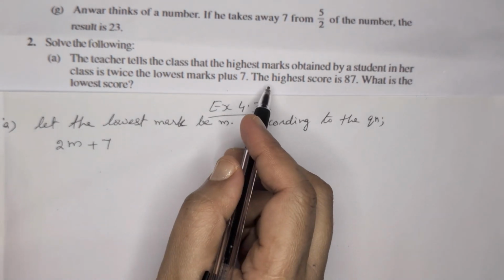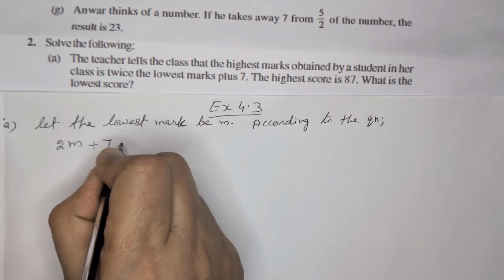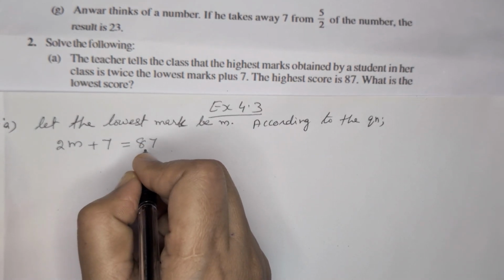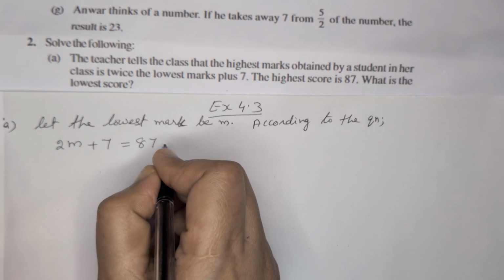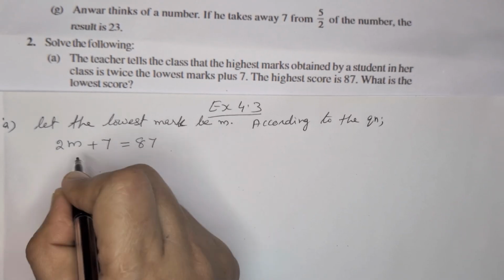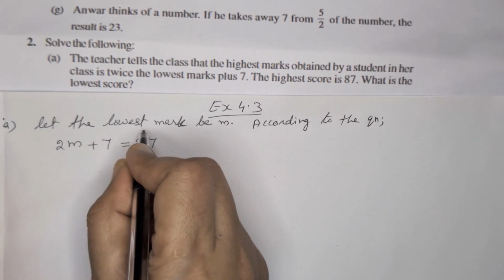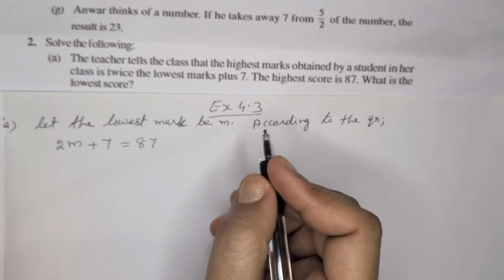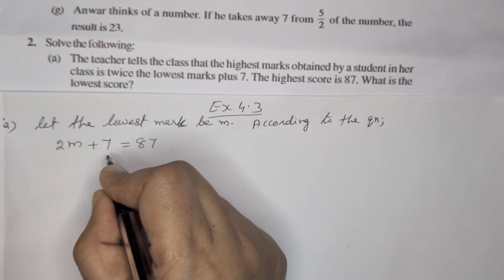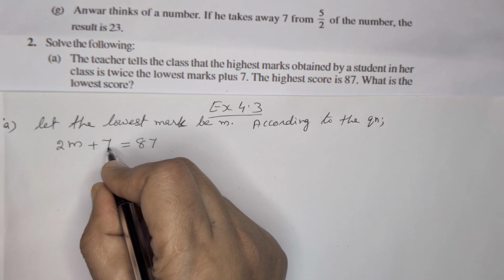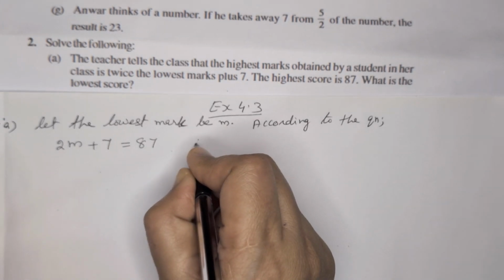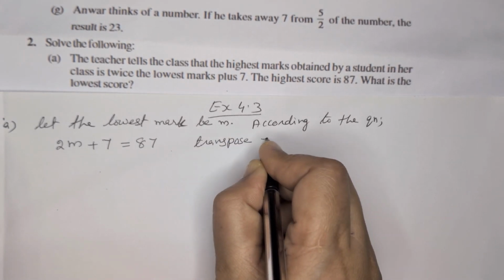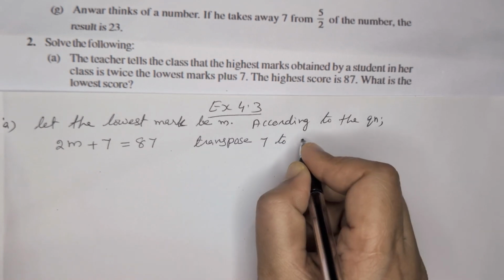And here it is given the highest score is 87. So the result is 87. So we got the equation 2m plus 7 is equal to 87. From this equation we have to find the value of m, that is the lowest mark. Here the question is, what is the lowest score? To solve this equation, first we have to transpose 7 to the RHS.